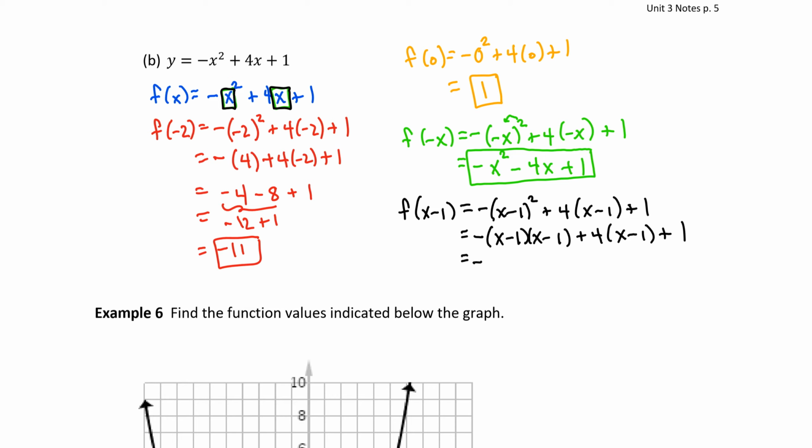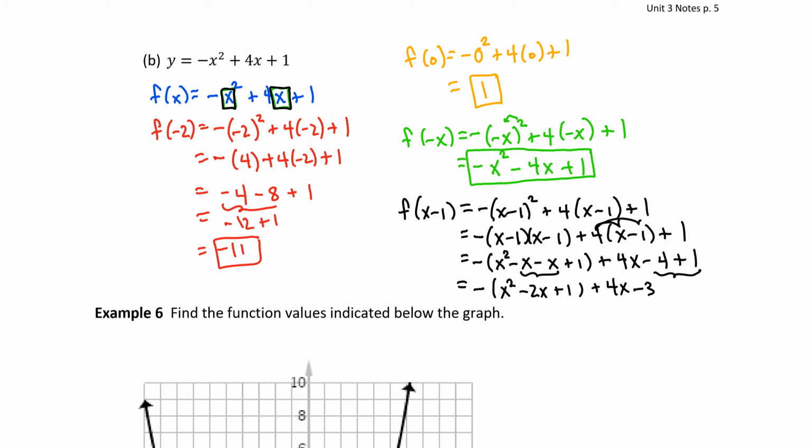Now, being very careful here, I'm going to negate the result of this FOIL product. So I'm going to keep all the FOIL results in parentheses. First is x squared, outside is minus x, inside is minus x, and last is plus 1. Okay, while we're here, let's go ahead and distribute our 4 to get 4x minus 4. On the next step, we'll combine our two middle terms here, x squared minus 2x plus 1. Let's combine our constants here. Finally, we're ready to distribute this negative that's been waiting so patiently.